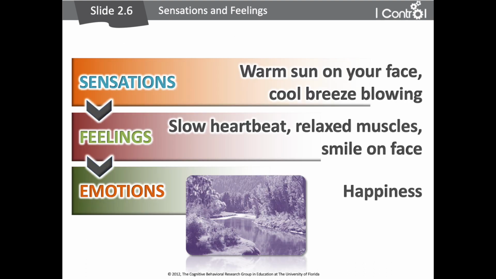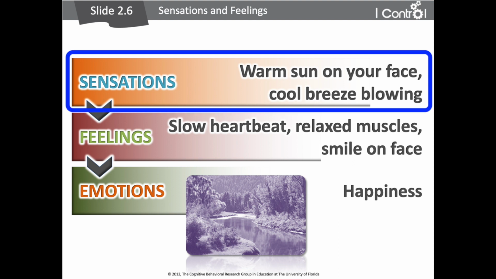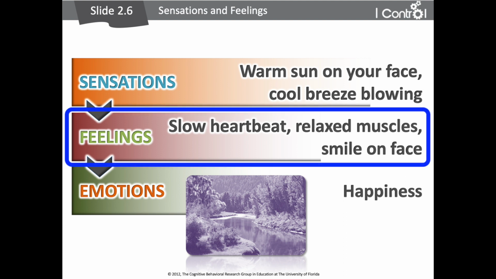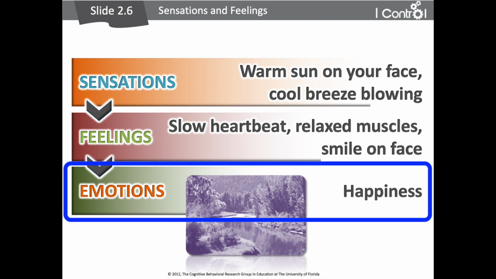Let's use the river example to think about the 3 steps that occur when you experience an emotion. First, you experience sensations from your surroundings. Warm sun on your face, cool breeze blowing. Next, your body reacts to these sensations in the form of physical feelings. Slow heartbeat, relaxed muscles, and a smile on your face. Finally, you recognize your feelings and label them as emotions.